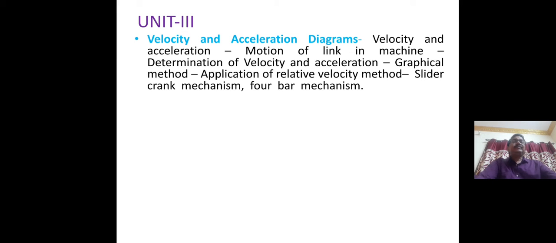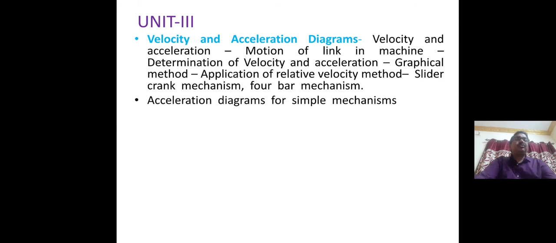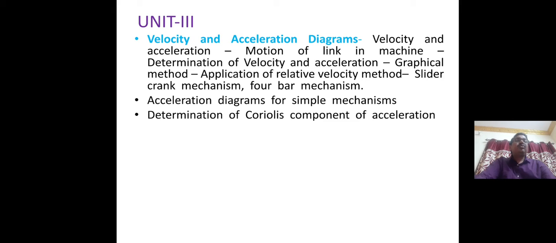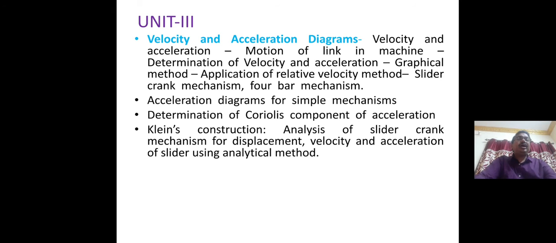Now coming to the third unit, velocity and acceleration diagrams. Velocity and acceleration, motion of a link in a machine, determination of velocity and acceleration, graphical method, application of relative velocity method, slider crank mechanism, 4-bar mechanism, acceleration diagrams for simple mechanisms, determination of Coriolis component of acceleration, and Klein's construction, analysis of slider crank mechanism for displacement, velocity and acceleration of the slider using the analytical method.